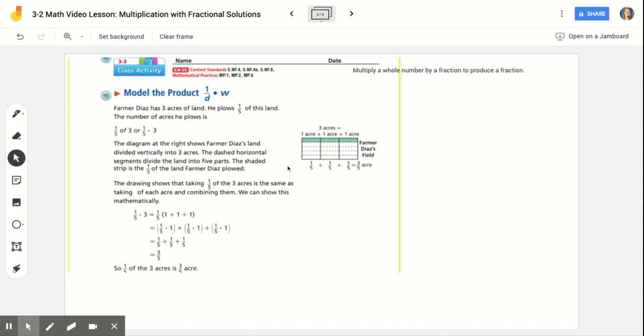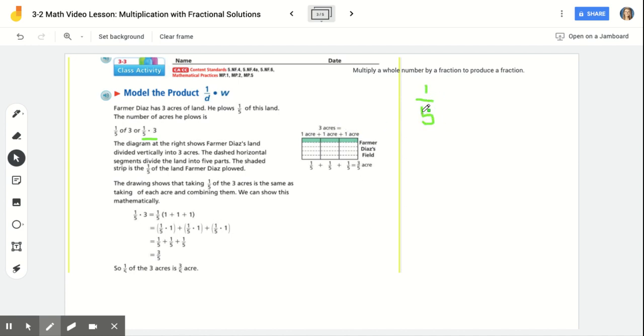Okay, so let's go ahead and read the first problem. I'm going to read it out loud. It says, Farmer Diaz has 3 acres of land. He plows 1/5 of this land. The number of acres he plows is 1/5 of 3 or 1/5 times 3. Before I read any further, let's take a look at this. Our book nicely already set up the multiplication problem for us, 1/5 times 3. And go ahead and watch with me.